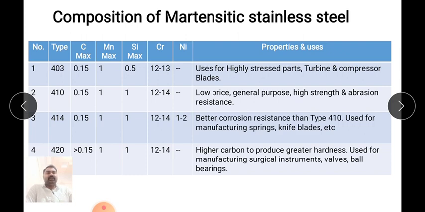Okay, better corrosion resistance than 410 type, used for manufacturing springs, knives and blades. Means the cutting edges as well as the springs. Okay, these are the steels which are used for knives, blades, springs, turbine walls, ball bearings. This type of grades of martensitic stainless steel are used.